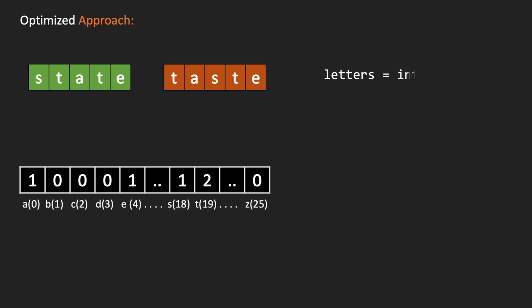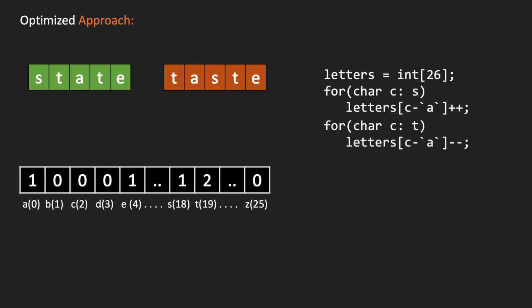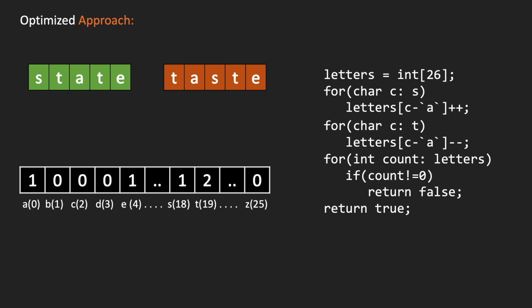Like in the previous approach, we first define the map. Here we define this integer array of size 26. Then we iterate over the first string, and for each character, we increase the count of letters[c - 'a'] by 1. As discussed, we subtract 'a' to fix the ASCII value to point to the range of 0 to 25. Same way, we iterate for the second string, but this time we decrease the count by 1 for every character. Finally, we check the letters array for any non-zero value and accordingly we return true or false.